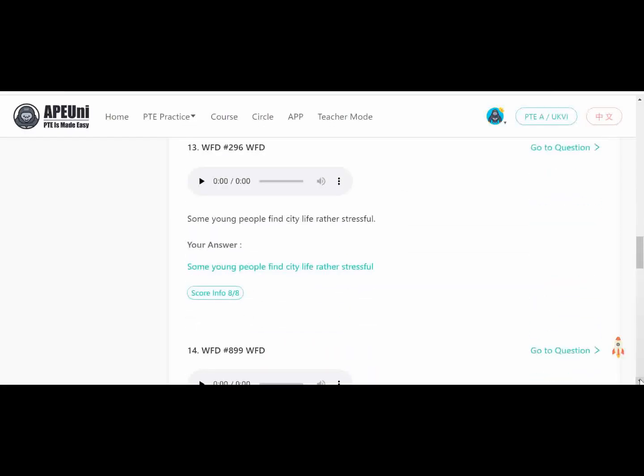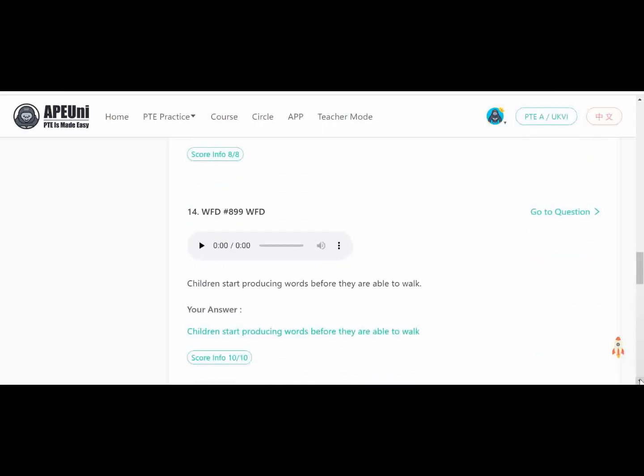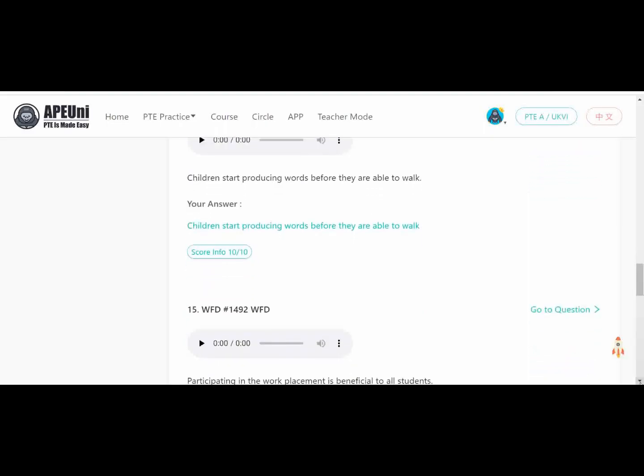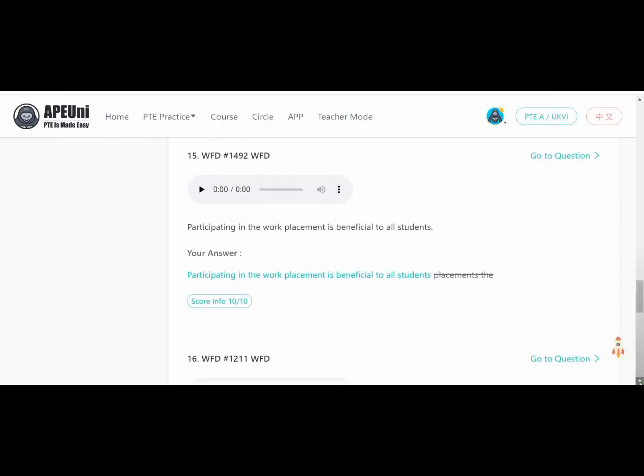And this is write from dictation. Some young people find city life rather stressful. Children start producing words before they are able to walk. If you want to improve your score in write from dictation, then you need to try to understand the meaning of the sentence. Because if you know the meaning of the sentence in Hindi or Punjabi, then you can make the sentence. This sentence makes a particular sense because he is writing children start producing words before they are able to walk.